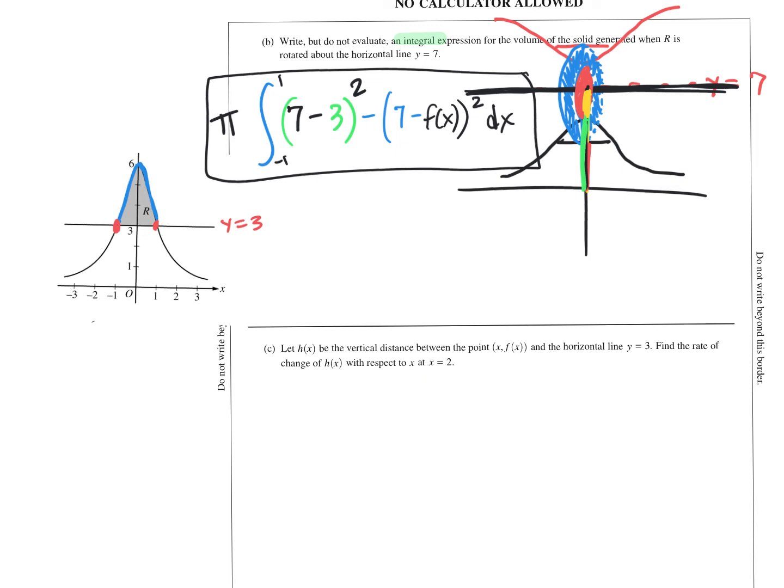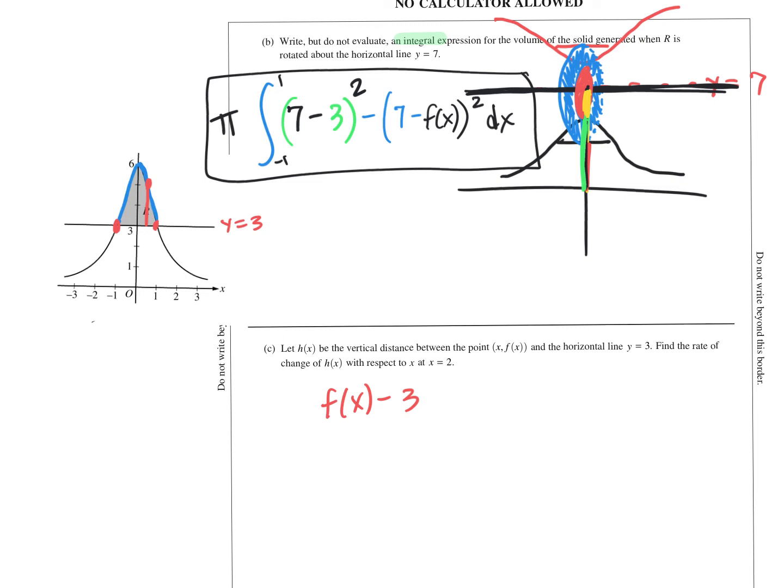Okay, let's try to interpret what they're saying here. Let H be a vertical distance between a point, I'm going to throw this point here in red, between a point on the function and the horizontal line 3. This little red is that vertical distance between a point of the function and 3. Can anyone help me find how we would figure out what that is? Upper minus lower. We love upper minus lower. So do you agree f of x minus 3 is always going to be that vertical distance?